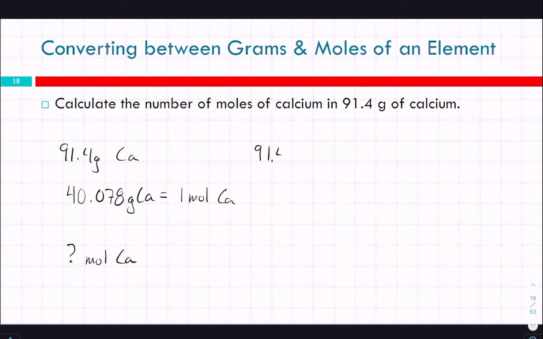So if we have 91.4 grams of calcium, we now want to cancel out units of grams. So we'll put our 40.078 grams of calcium on the bottom, and that's equal to 1 mole of calcium. So 91.4 divided by 40.078 will be 2.28 moles of calcium.